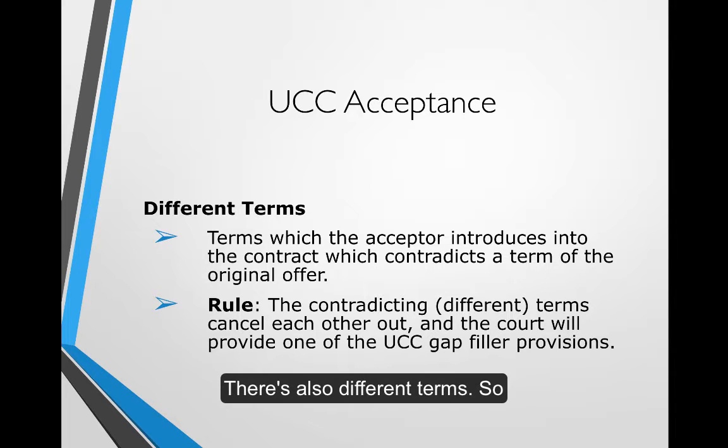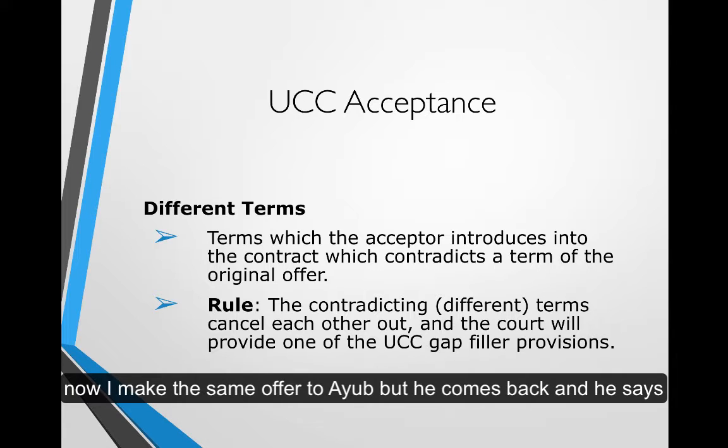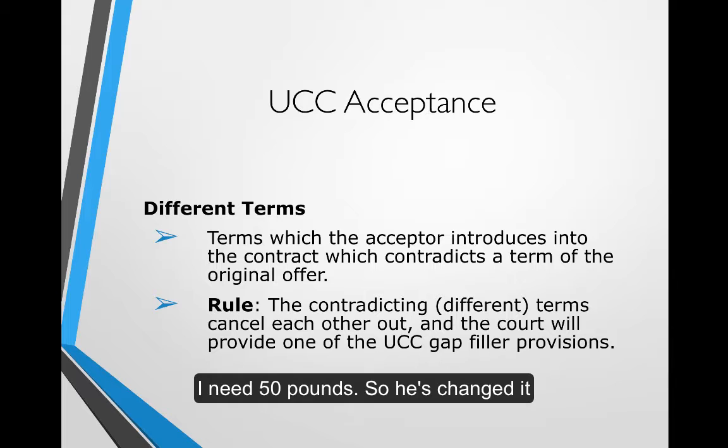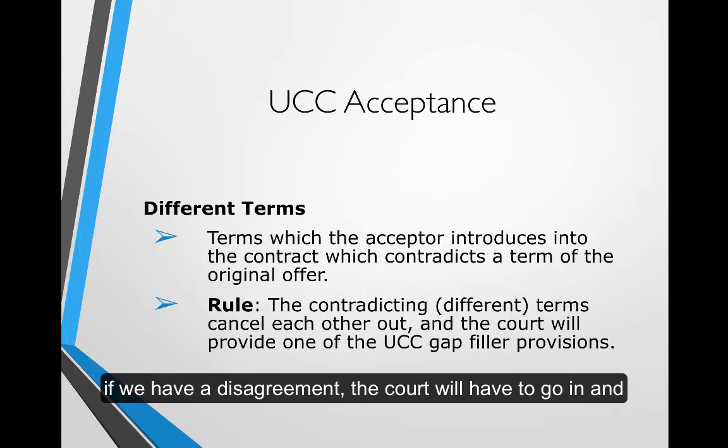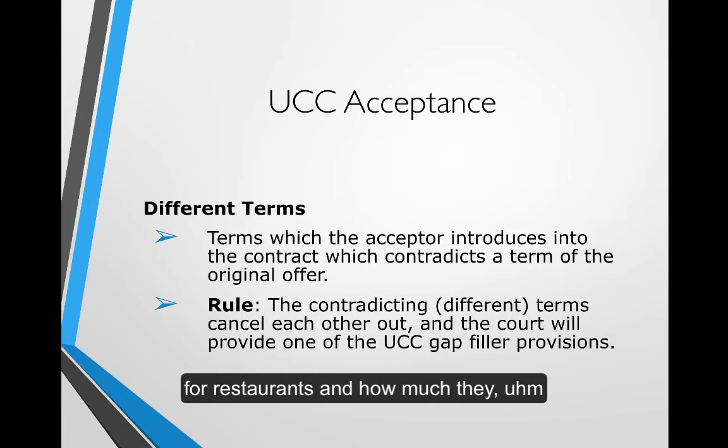There's also different terms. So now I make the same offer to Ayub, but he comes back and he says, I need 50 pounds. So he's changed it from 40 to 50. In that case, if we have a disagreement, the court will have to go in and make a filler. So the court will look at industry standards for restaurants and how much they tend to use. And that's it for acceptance.